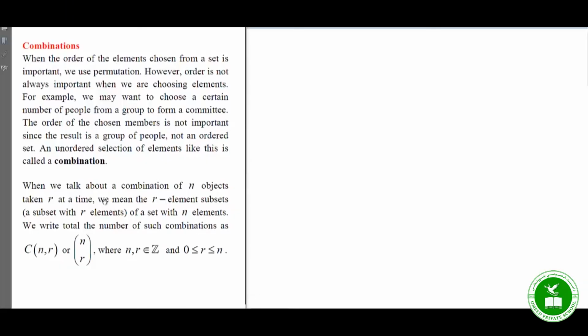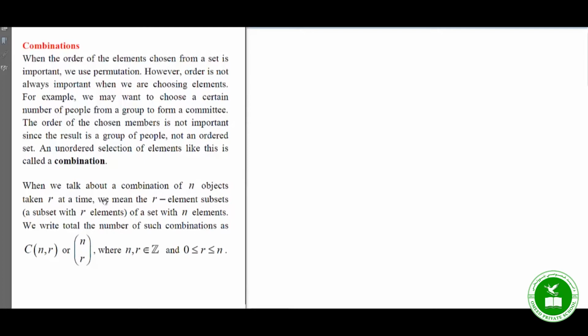And now we talk about types of arrangement. When the order is important, or if we want to consider the order, we use the permutation. But if we are selecting elements where order is not important, in this case, what should we do? In case of these types of selections where order is not important, we use combination.